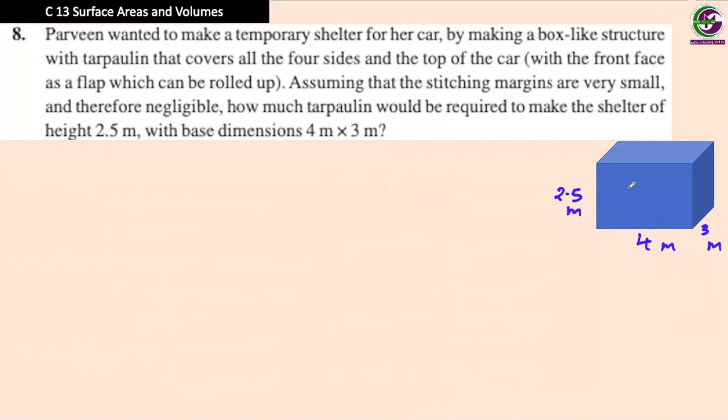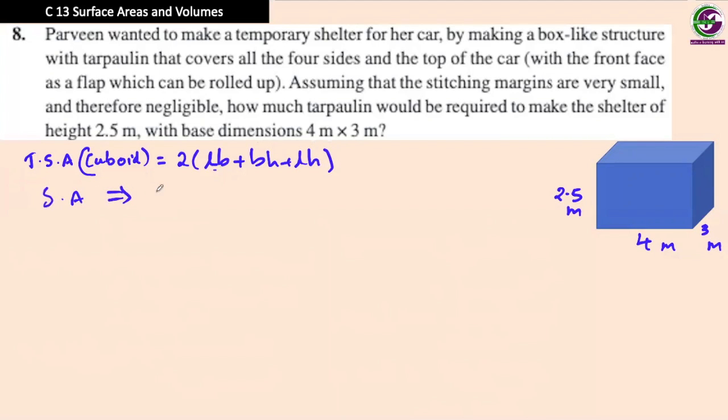So which means we have to find 5 faces. The basement is not considered. So from total surface area, we have to remove LB. 2 times (LB plus BH plus LH). From this, one of the LB will be cancelled. So here the required surface area will be equal to 2 times (BH plus LH) plus only 1 LB. This is the rule that we have to apply here.